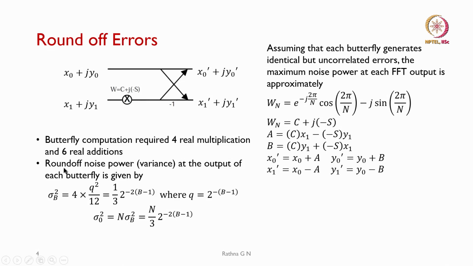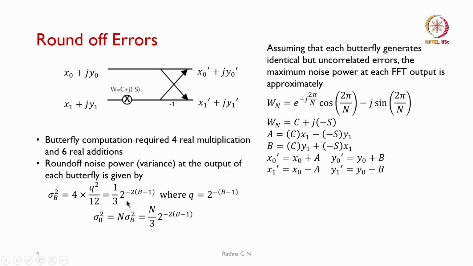Next, what happens to our round off noise power, which we call the variance at the output of each butterfly? We have derived our noise power as q squared by 12. Because we have 4 real multiplications, it is going to be 4 times q squared by 12, which is nothing but 1 by 3 q squared, and then we substitute q equal to 2 to the power of minus b minus 1, in terms of the number of bits.